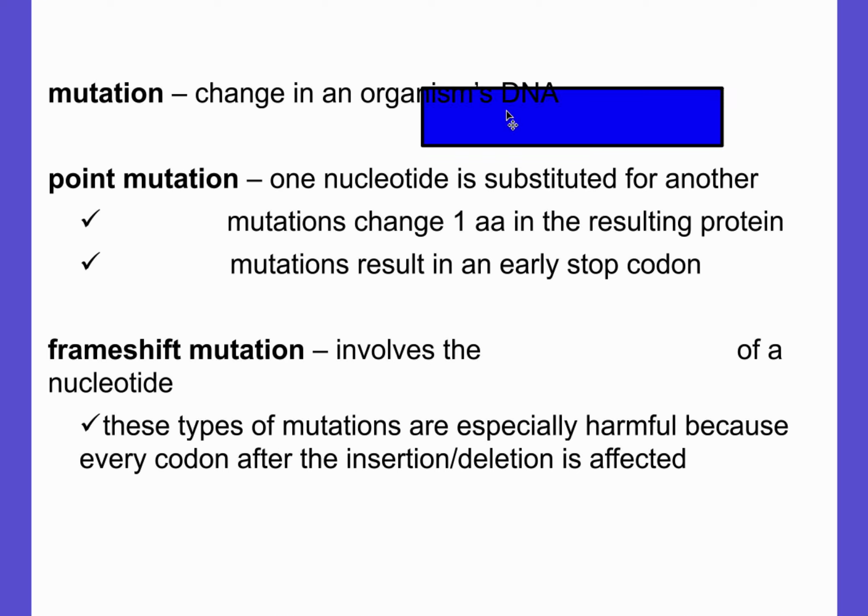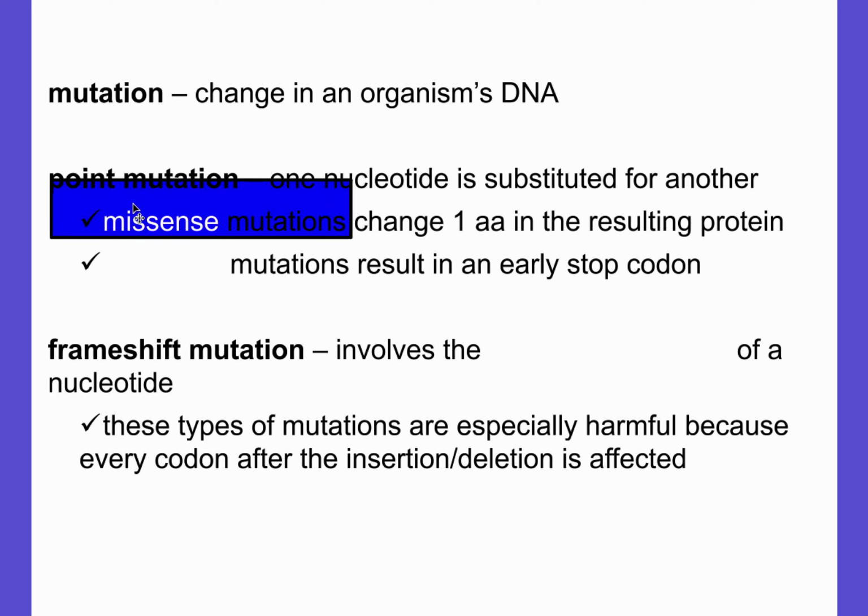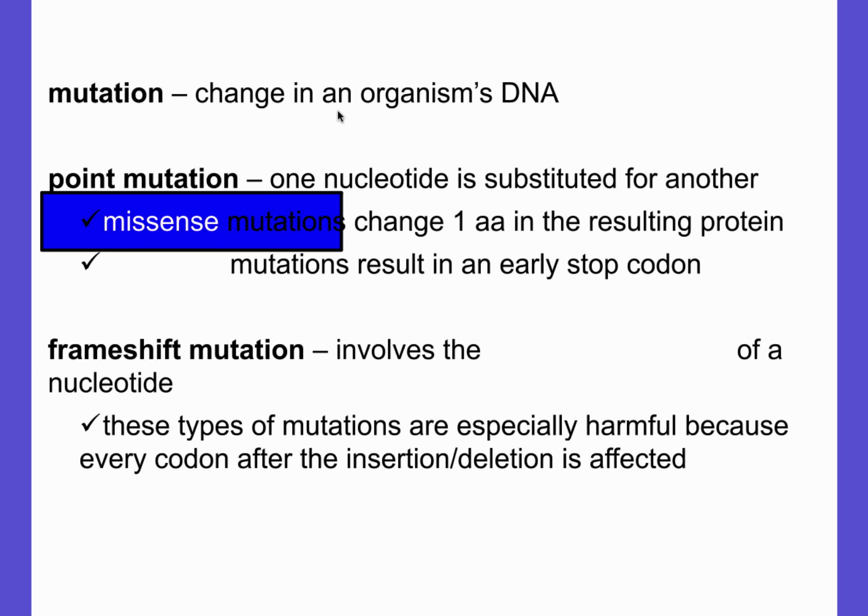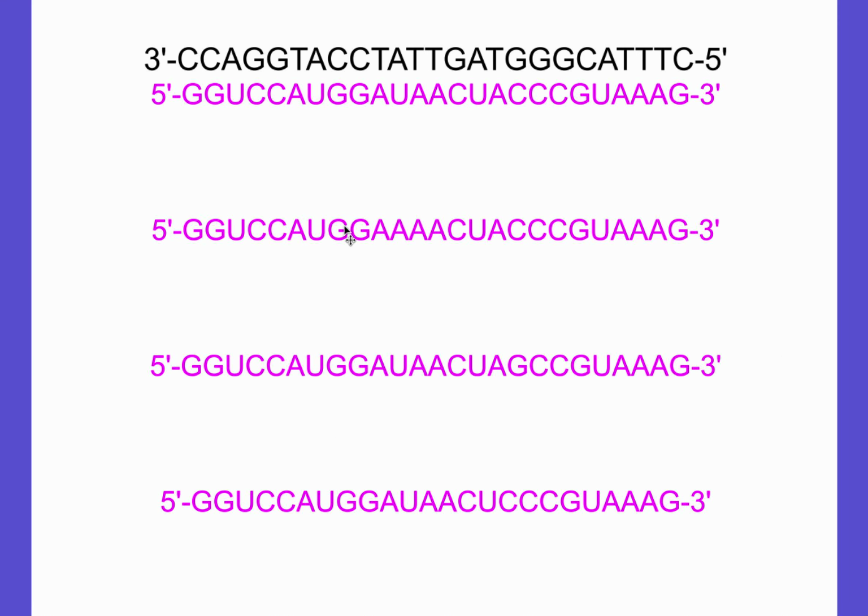A point mutation is when one nucleotide is substituted for another. And there's actually two different types of point mutations, and it's only easy to understand this if you can see an example in action. I'm going to give you these examples in here. You don't have to try and draw these in your notes because it would be difficult to do so, but just try and follow along because each one's a little bit different than the next.